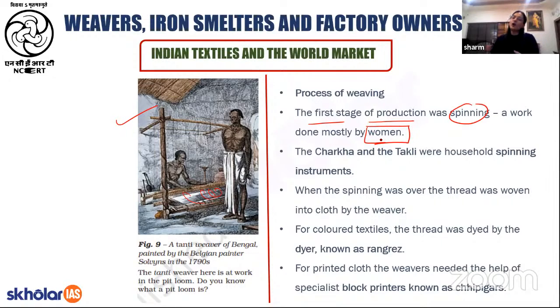Now you might ignore this when you're reading your chapter, but these kinds of points are very, very important because sometimes you get questions like: spinning traditionally in our country has mostly been done by men. Now you did not focus on this particular line, but you have to focus, because what was the role of man and what was the role of women in any particular industry is something that is of importance with respect to the preliminary perspective. Okay.